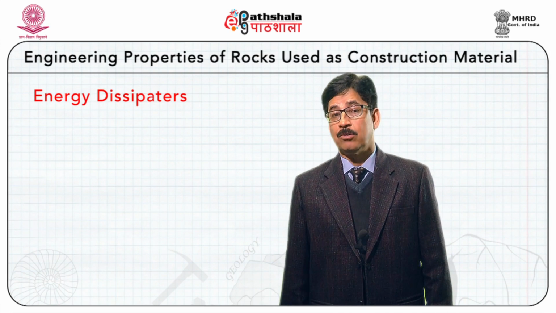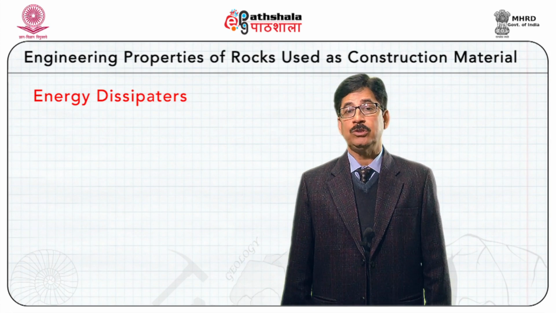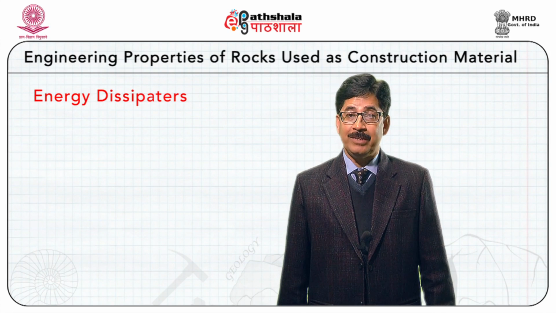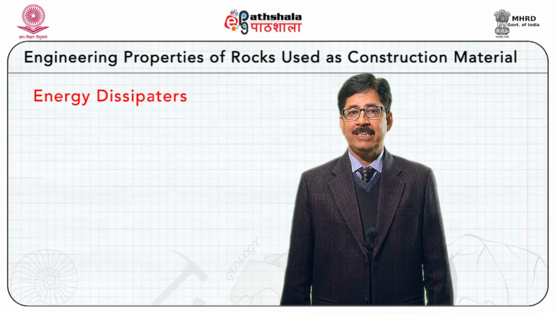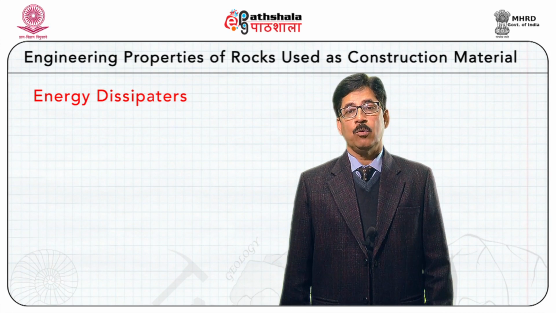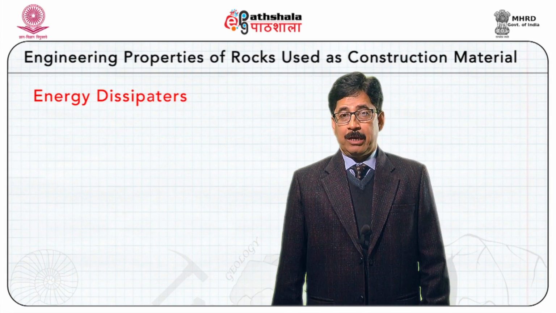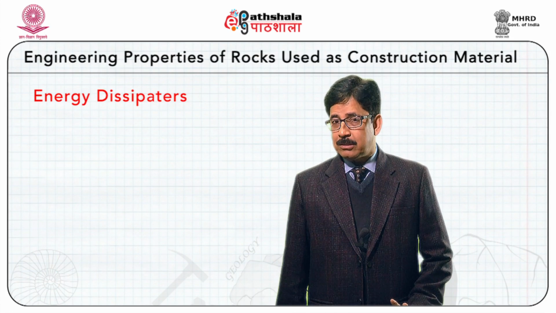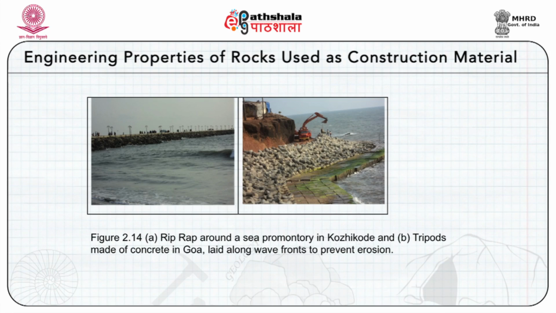We can use rocks along earth dams to protect them from erosion. We use rock blocks to pave the abutments of bridges. The main purpose of this energy dissipator is to minimize the wave energy so that erosion is restricted. The rocks used for this purpose are called riprap. We can also use concrete tripods for the same purpose. So that's all about rock as a construction material.